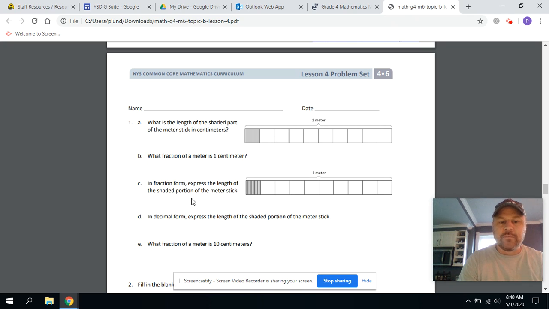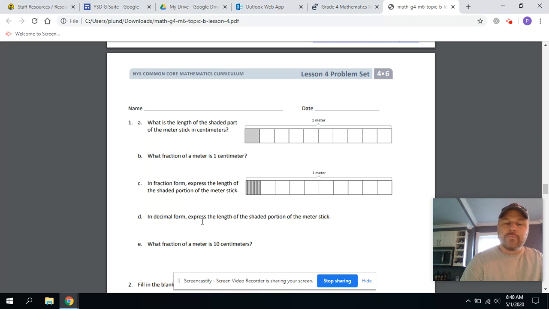So in fraction form, express the length of the shaded portion of the meter stick. Again, you have to imagine that they broke the entire thing into 100 pieces. So if this just continued 10, 20, 30, all the way to 100, this would be 10 hundredths. 10 over 100 would be the fraction. And you notice it's the same size as this one. They just broke it up into hundredths, but it's the same size that's shaded.